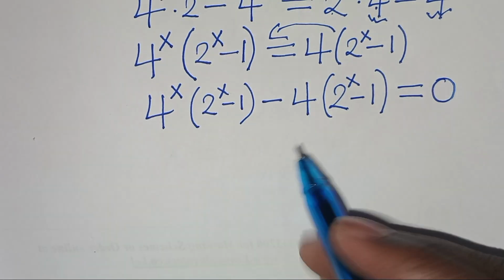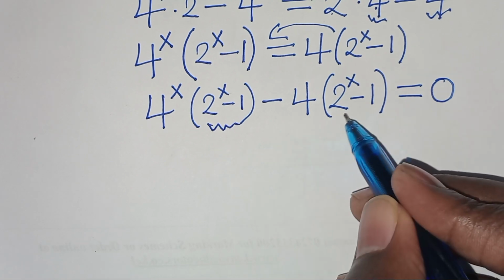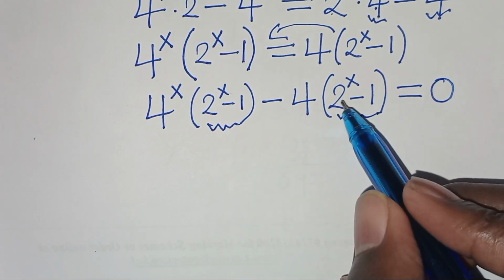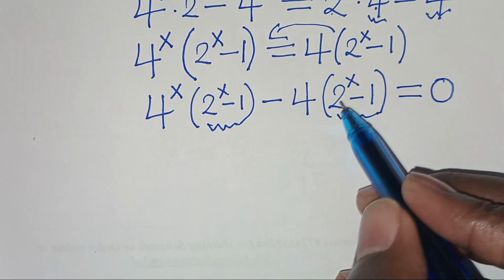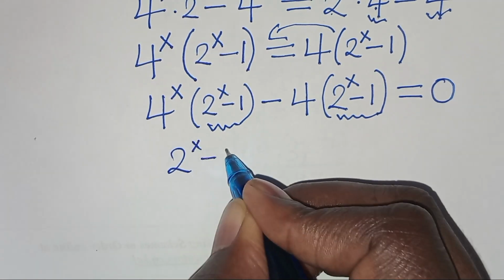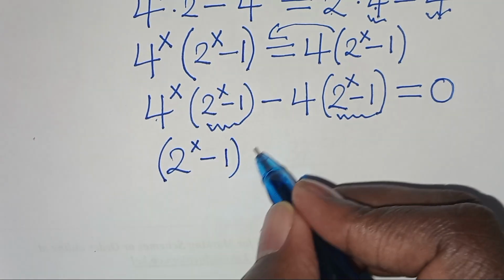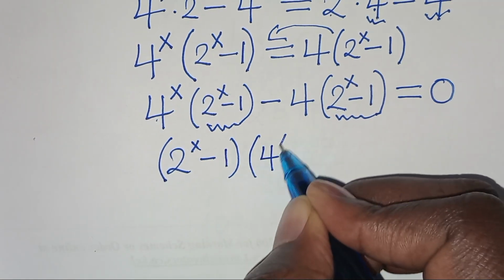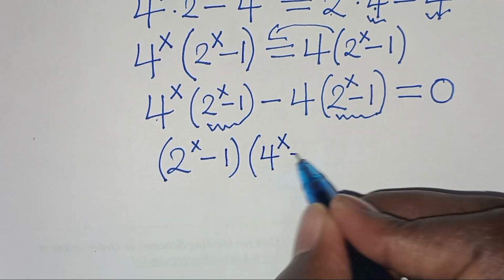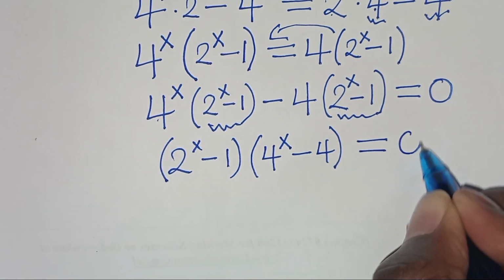So as you can note here, 2 to the power x minus 1 is common here. So we can factor out 2 to the power x minus 1. So we have 2 to the power x minus 1, let's close the bracket here, and then we have 4 to the power x, subtract 4, close the bracket here. This is equal to 0.